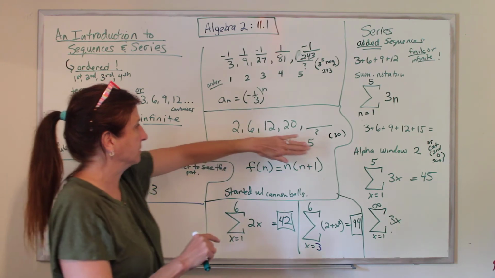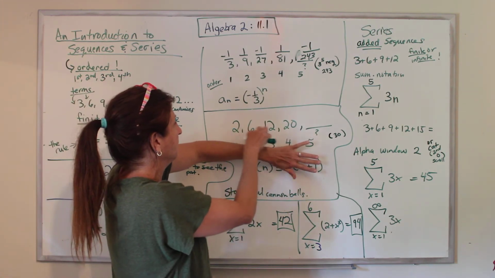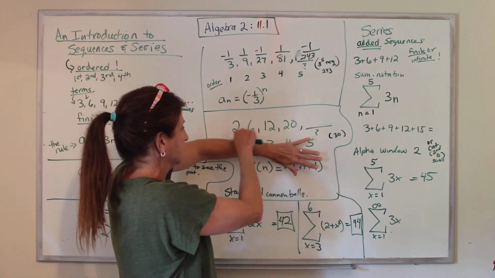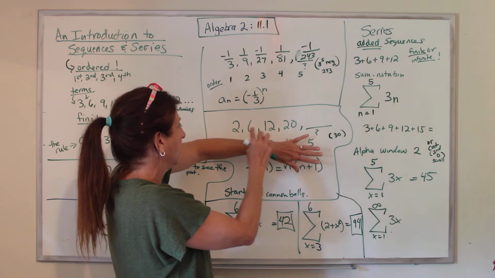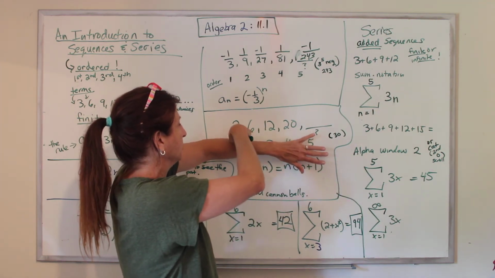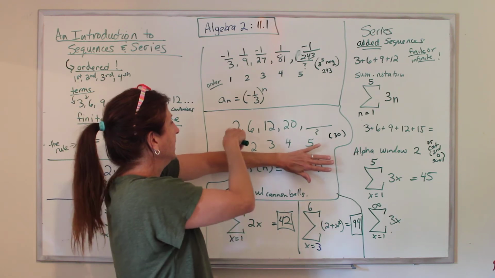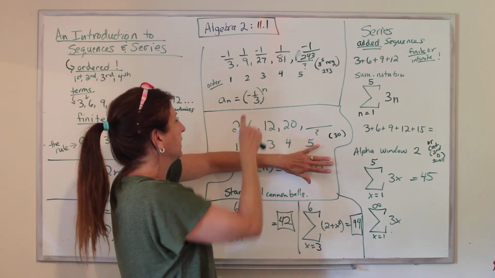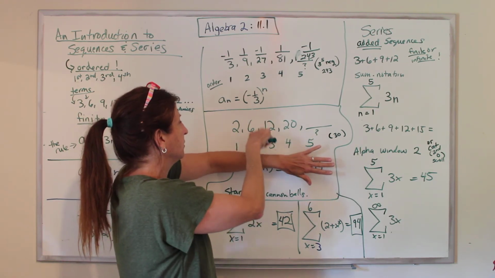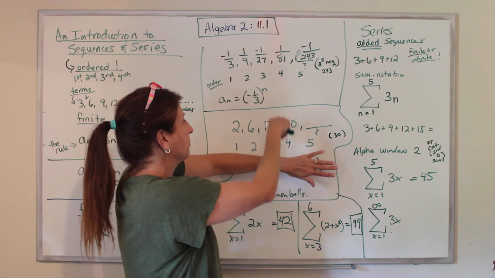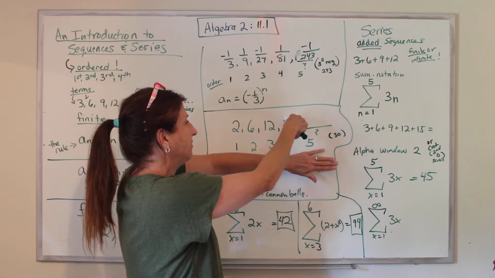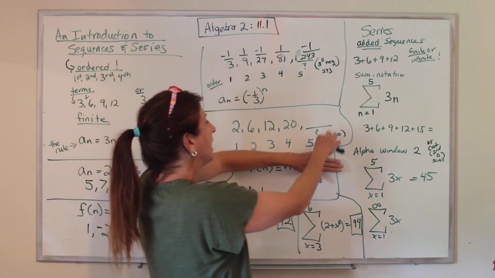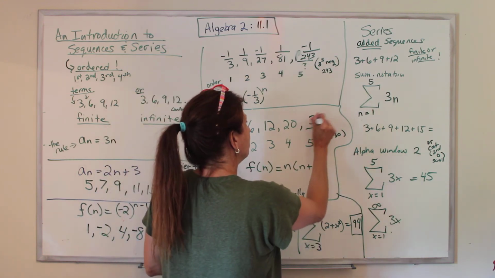So let's see about this one. See if you can guess it. We're going 2, 6, 12, 20. Is it a certain number we add? No. What do we do to 1 to get 2? Well, 2 times 1 is 2. What do we do to get 2 to get 6? Well, 2 times 3 is 6. 3 times 4 is 12. 4 times 5 is 20. 5 times 6 is going to be 30.